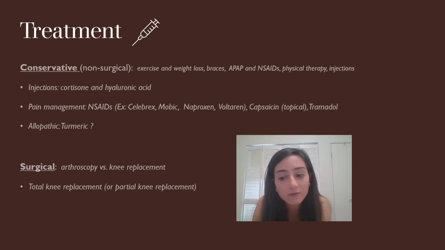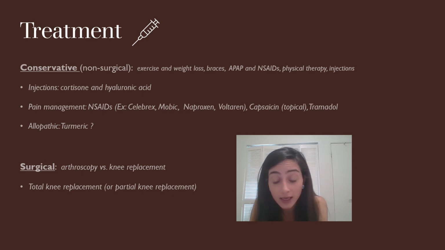And then if patients fail conservative treatment, they have a lot of pain, it's interfering with their everyday life, then we'll talk about surgery. So arthroscopy is definitely something you can talk about if they have any meniscus etiology, and it is something that you can try depending on the patient case. Otherwise, you can talk about knee replacement.